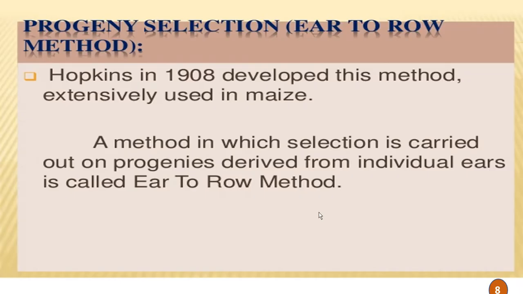The next is progeny selection, also called the ear to row method. Hopkins in 1908 developed this method by extensively using maize. So what is this ear to row method? A method in which selection is carried out on progenies derived from individual ears is called the ear to row method. So this is the definition of this progeny selection or ear to row method.